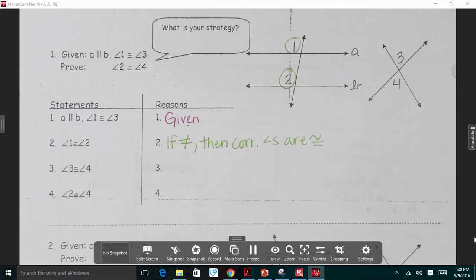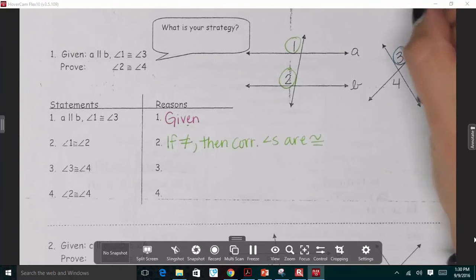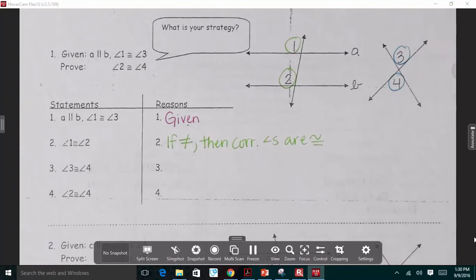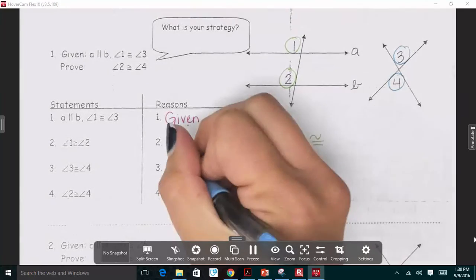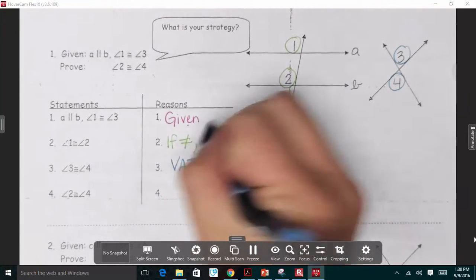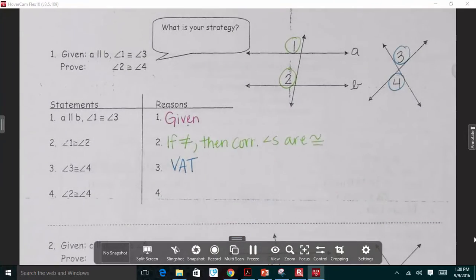Okay? Our next step says angle 3 is congruent to angle 4. So angle 3 is here, angle 4 is here. How do we know those are congruent? Because they're vertical. So what would we write as our reason? Vertical angles. Okay? Remember, that one's different from corresponding, alternate interior, alternate exterior.